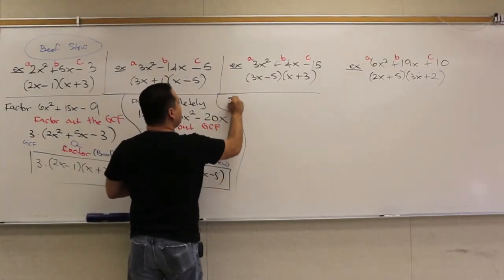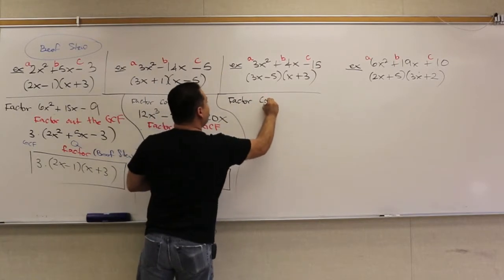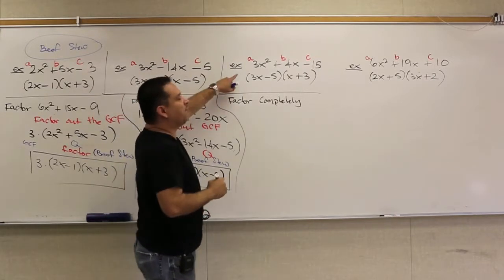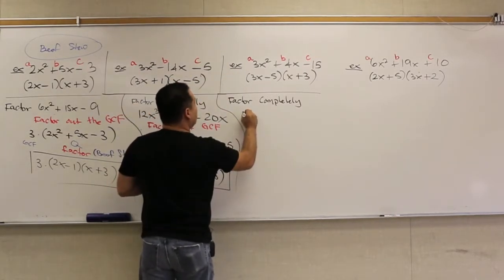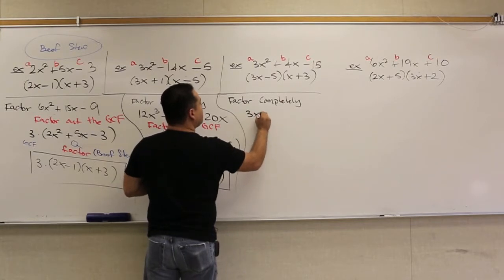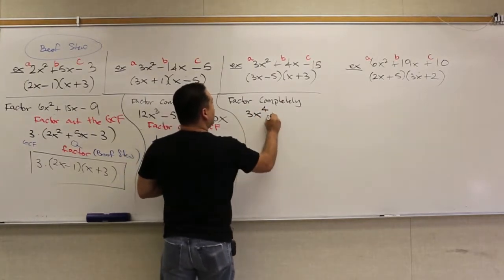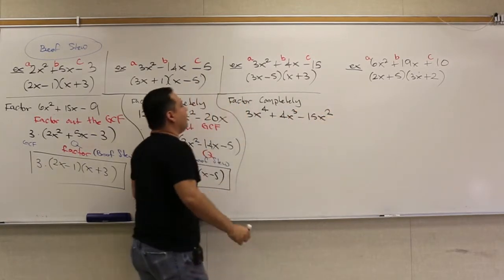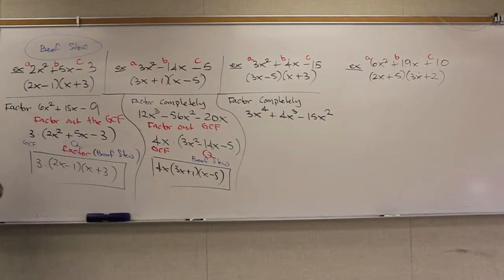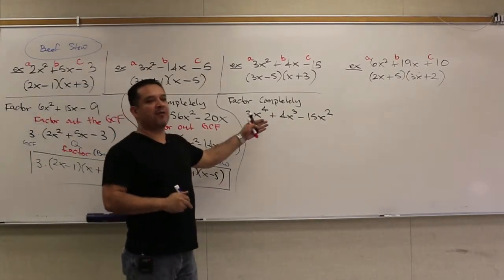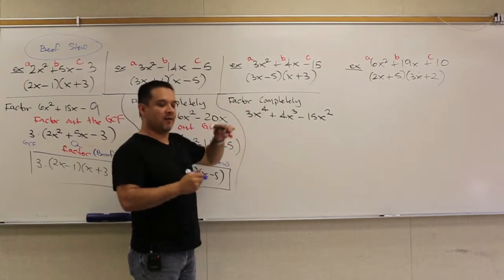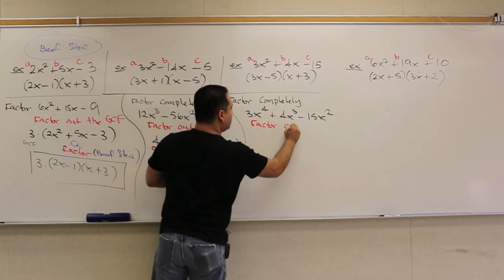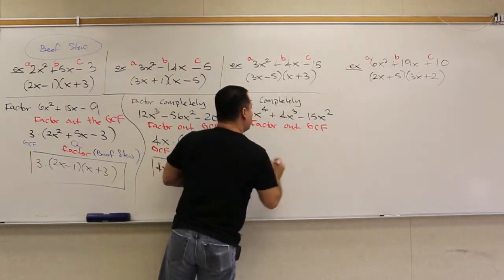Okay, they want you to do what? Factor completely, which for us is everything all the time. So let's see if you're really okay with this. 3x to the fourth power plus 4x cubed minus 15x squared. This is not, again, beef stew, because this is x to the fourth. So what's the first step you have to do? Factor out the greatest common factor.